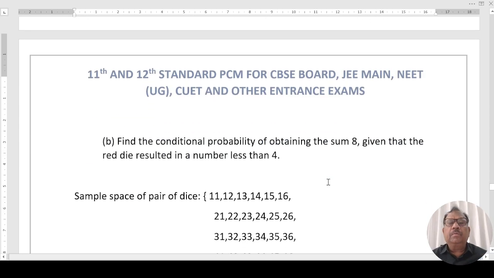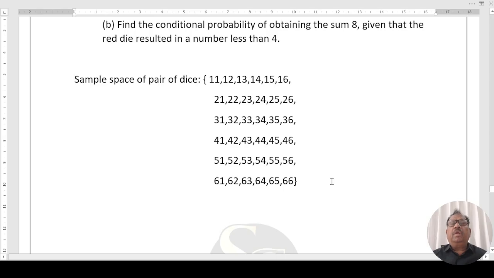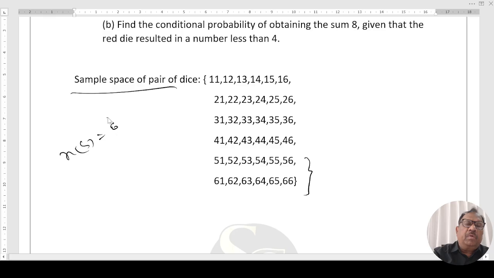Next part is find the conditional probability of obtaining the sum 8, given that red die resulted in number less than 4. This is the sample space of a pair of dice. n(S) is equal to 6 squared, that is 36. Now in this case, let red die resulted in number less than 4. First is red and second is black.